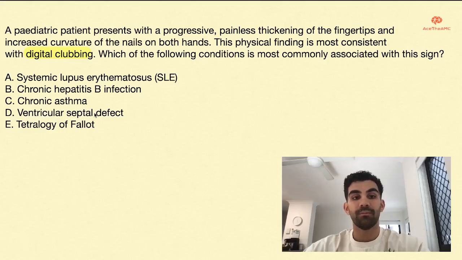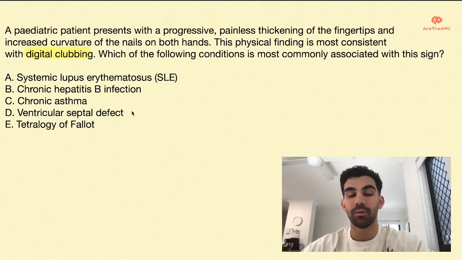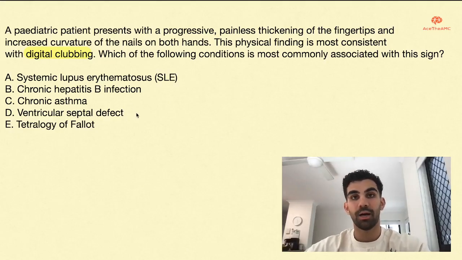D, ventricular septal defect, this is incorrect. So this is an acyanotic form of heart disease. So remembering that our pressures in the left side of our heart are higher than the right side, you'll have a left to right shunt. So this won't cause digital clubbing. And that obviously leaves us with E, tetralogy of Fallot. So this is the correct answer.